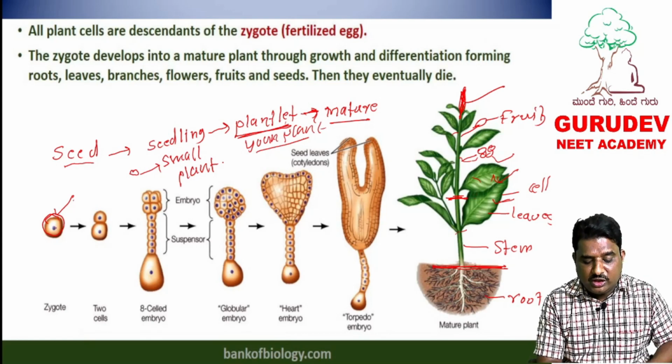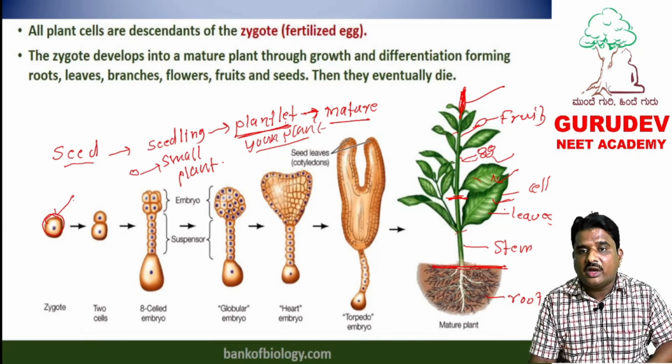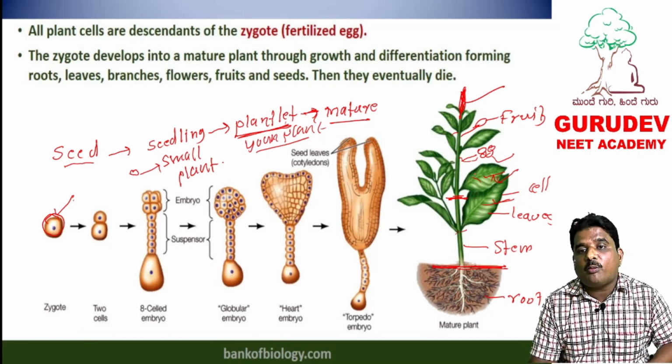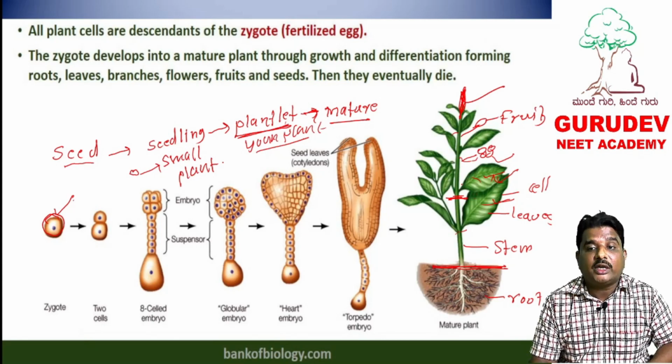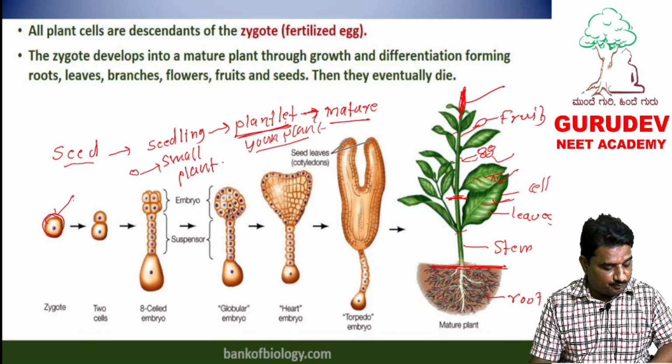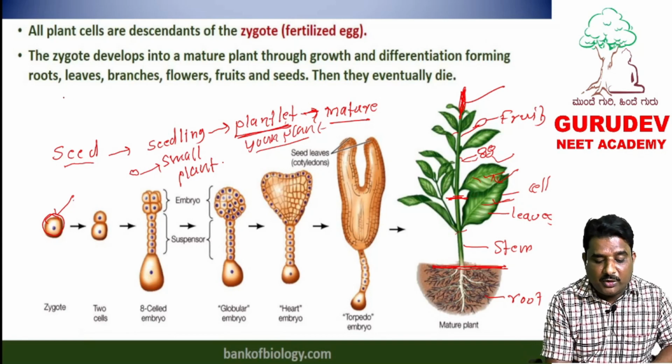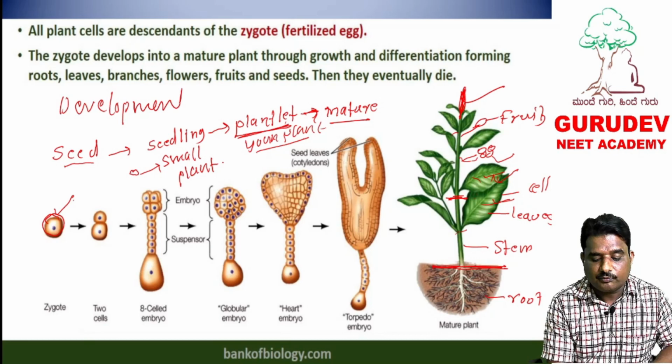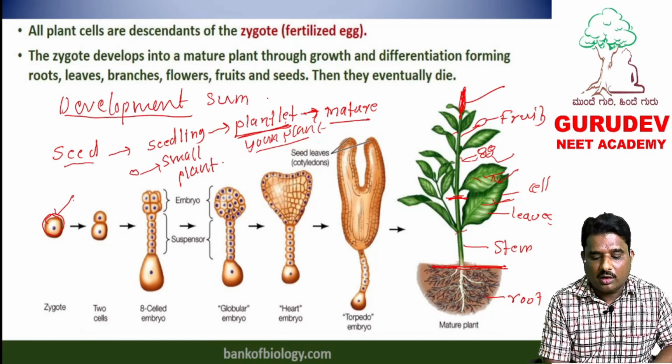Then how does this plant arise from a single cell? How does the plant have different structures like leaves and roots, and different organs like flowers and fruits? How are different structural attributes present in plants? How is the complex plant body formed? That is all we have to learn under this topic. Okay. So what is development? Development is the sum of growth and differentiation.